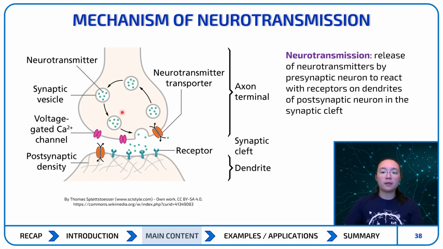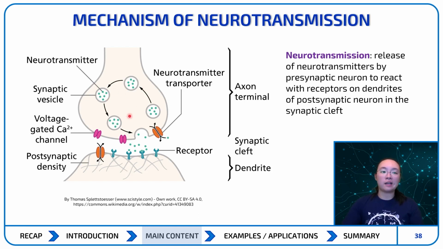So at the end of the axon terminal, where it kind of touches the other dendrite or the receptor, you have your presynaptic neuron over here. The first stage that takes place is the synthesis of the neurotransmitter.